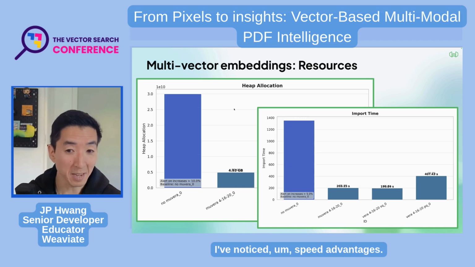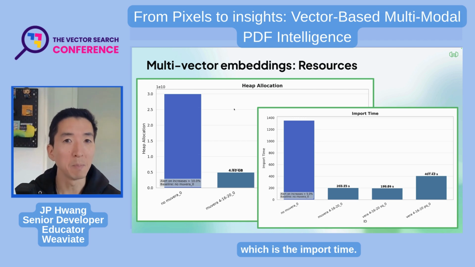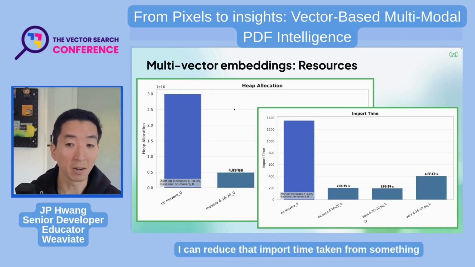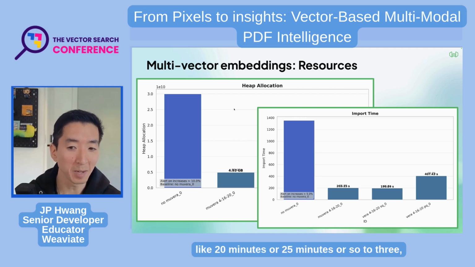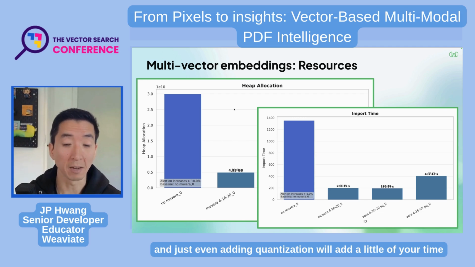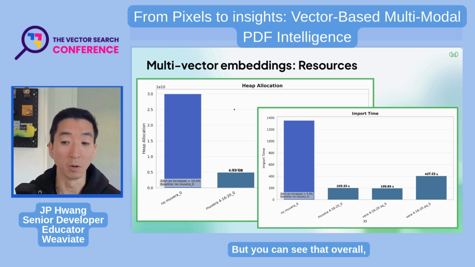There's another really big advantage with using Movera, which is the import time. Because the multi-vectors are very, very complex, it can require a lot of processing to import all this data into your database. But with something like Movera, you can reduce that import time from something like 20 or 25 minutes to 3-4 minutes. Just adding quantization will add a little bit of time because of the additional compute involved, but overall it's still a very small fraction of the original.